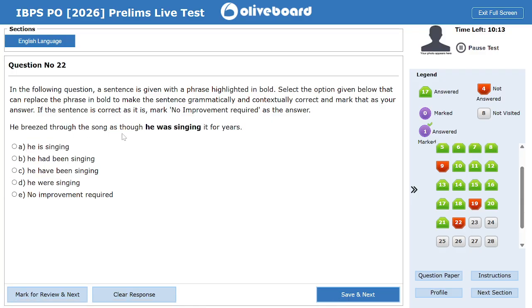He breezed through the song as though he was singing it For years he had been singing.